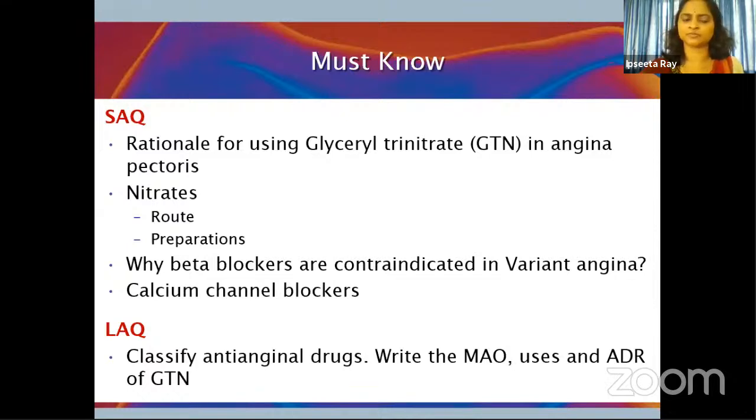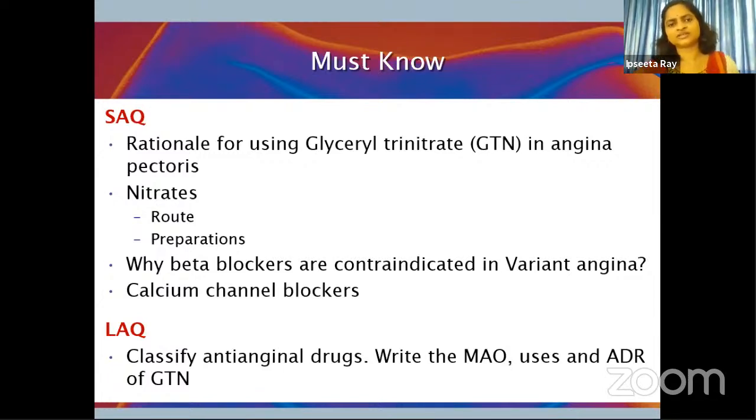Now coming to the must-know questions under this topic: rationale for using GTN in angina pectoris, nitrates, routes and preparations which we have discussed, why beta blockers are contraindicated in variant angina, calcium channel blockers, short note, and LAQ: classify anti-anginal drugs, write mechanism, uses and ADR of GTN.